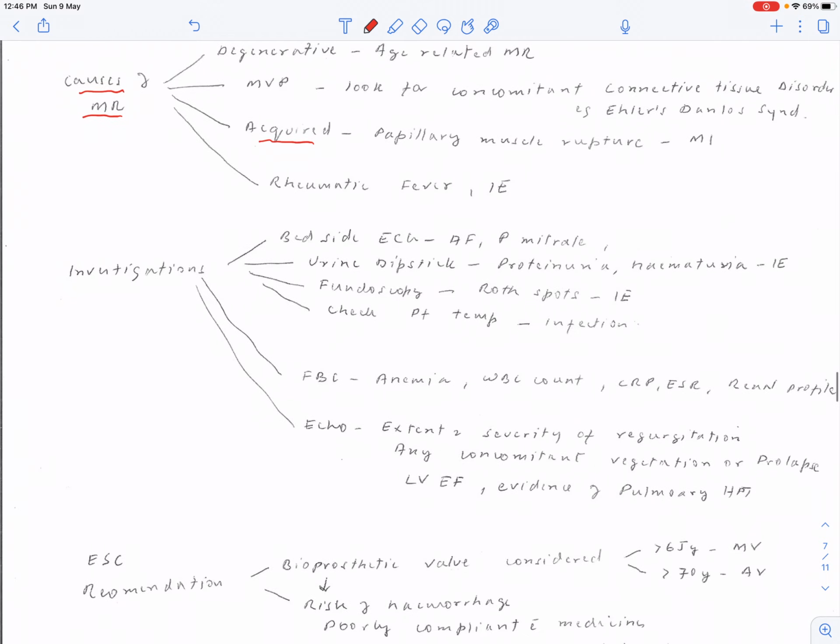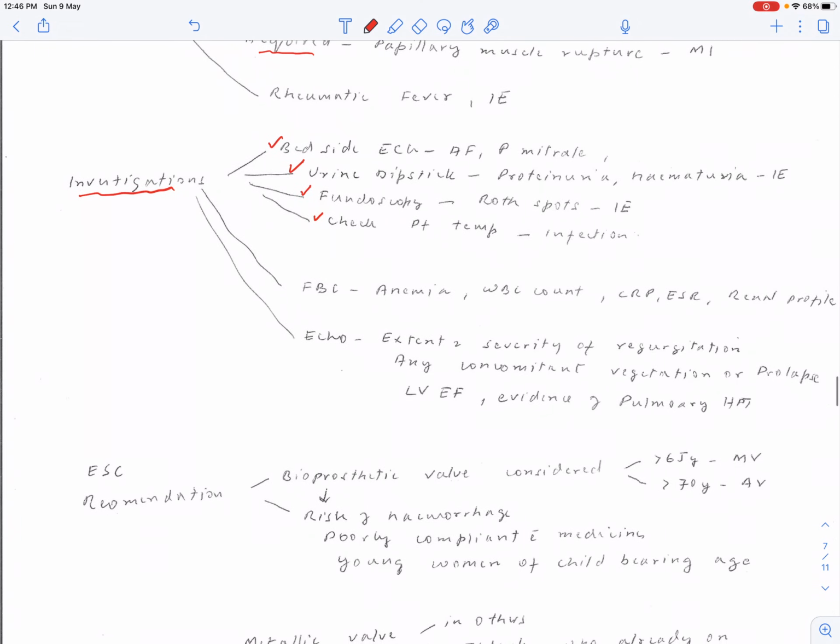Coming to the investigations for mitral regurgitation, remember, we would like to do the bedside ECG to look for atrial fibrillation and P mitrale. We want to do the urine dipstick for proteinuria and hematuria for infective endocarditis. We can also do fundoscopy at the bedside to look for Roth spots, which can be present in infective endocarditis. And obviously, we want to check the patient's temperature for any infection.